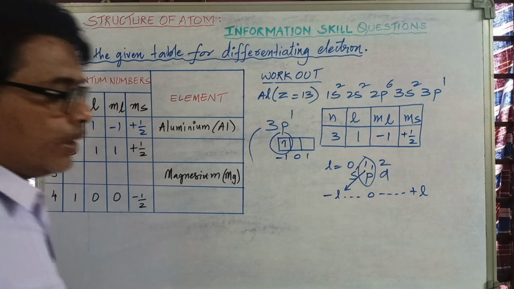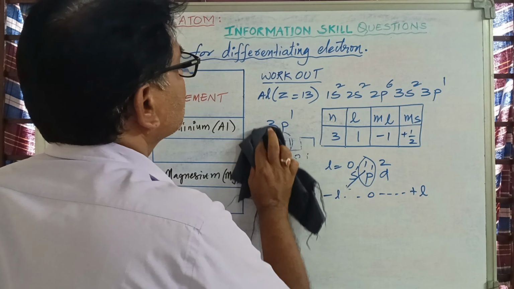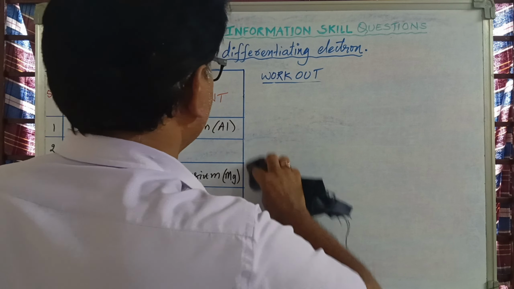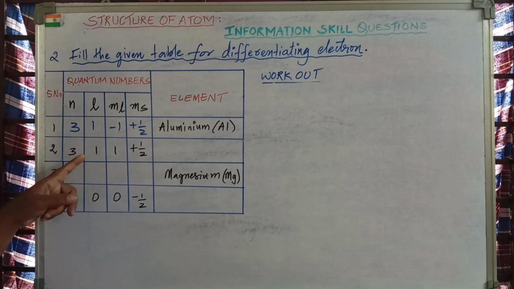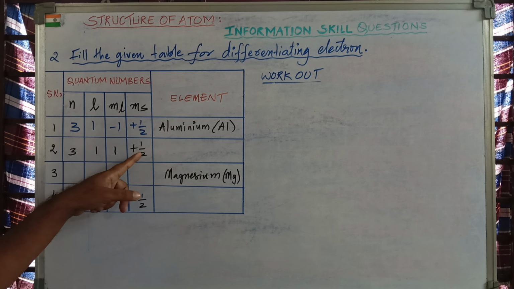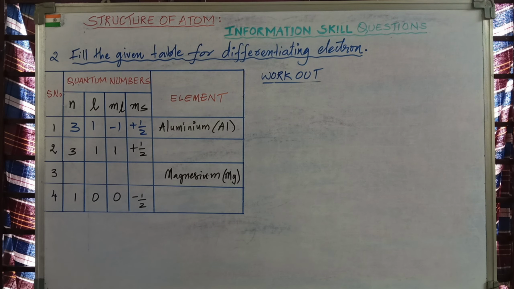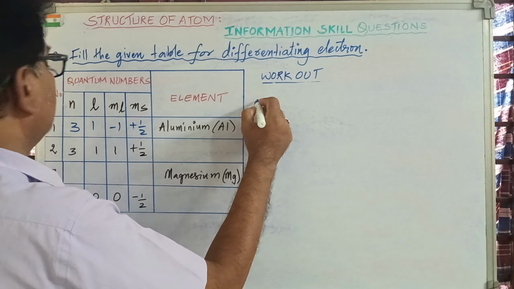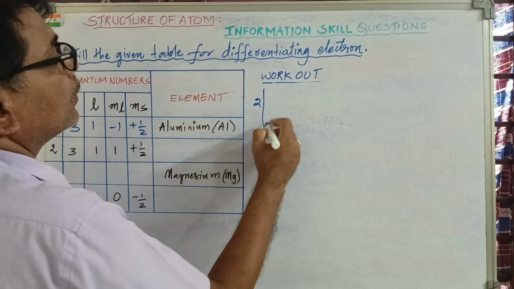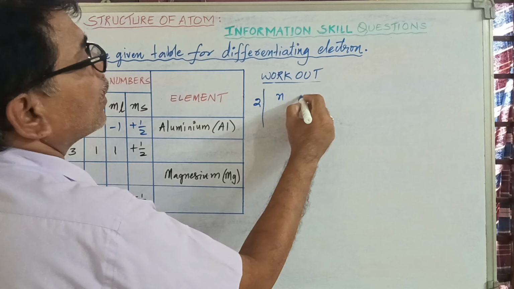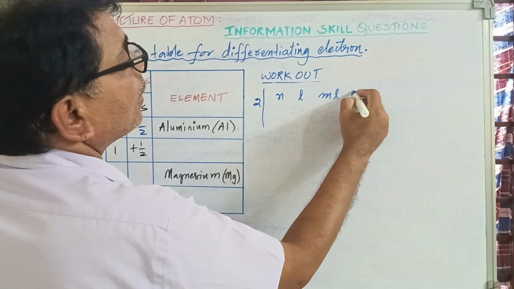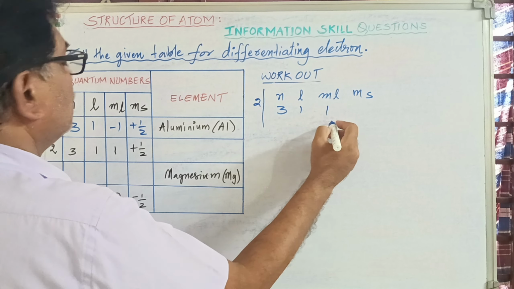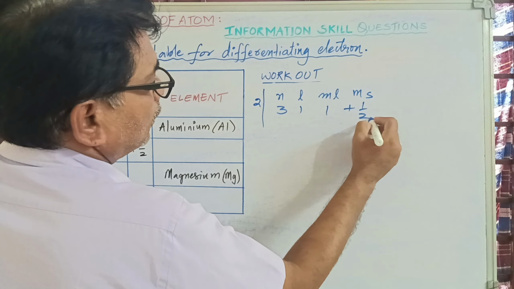Now let us speak about the next one. What is next? He has given the electronic configurations. We'll check out the configuration. It is 3, 1, 1 and plus half. First, in these types of cases, what we have to do is work it out. This is regarding the second one. What is given is n, l, ml and ms. Values given are 3, 1, 1 and plus half.